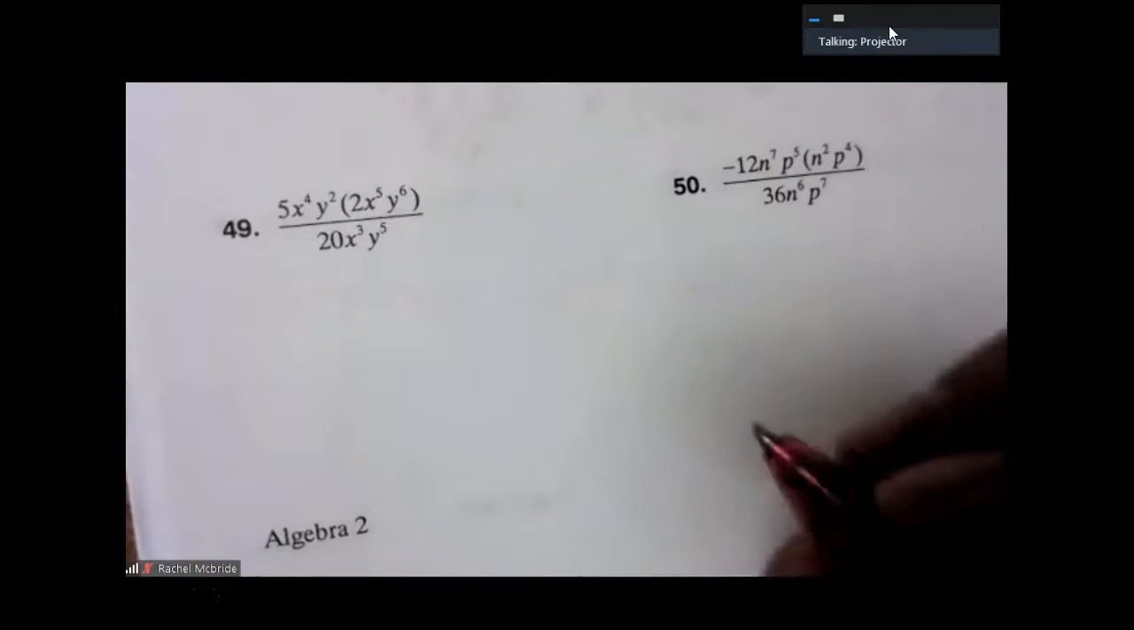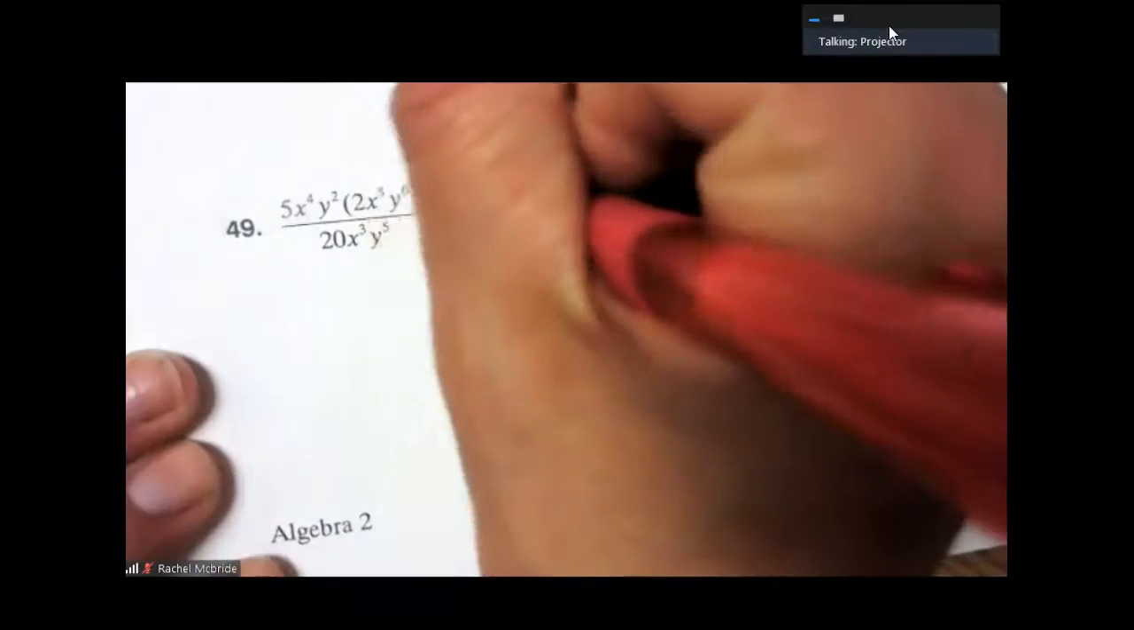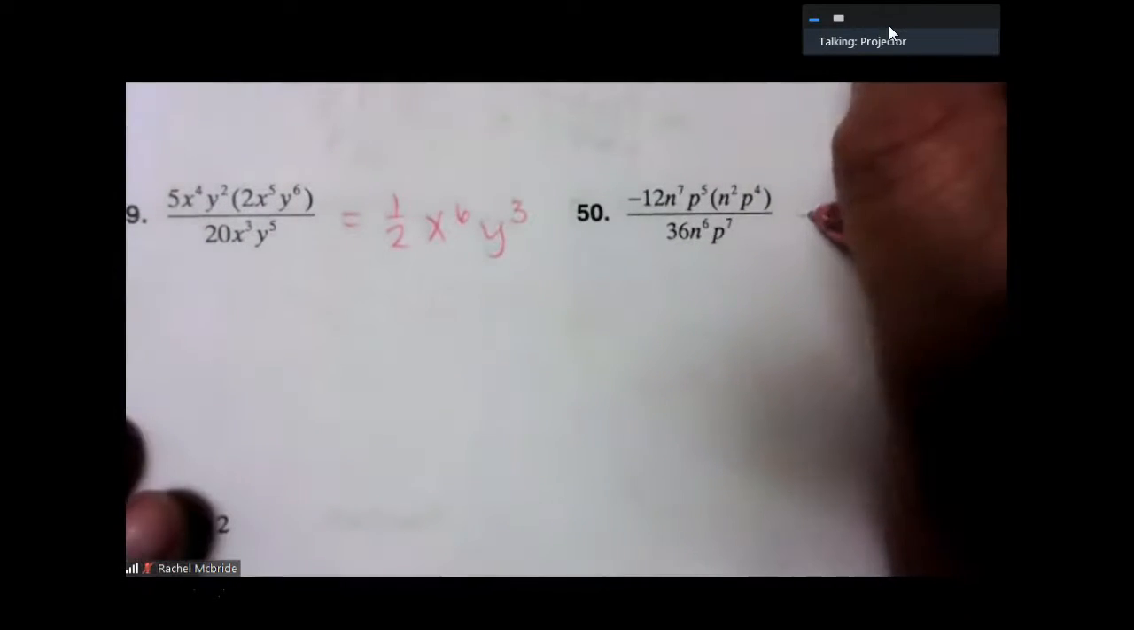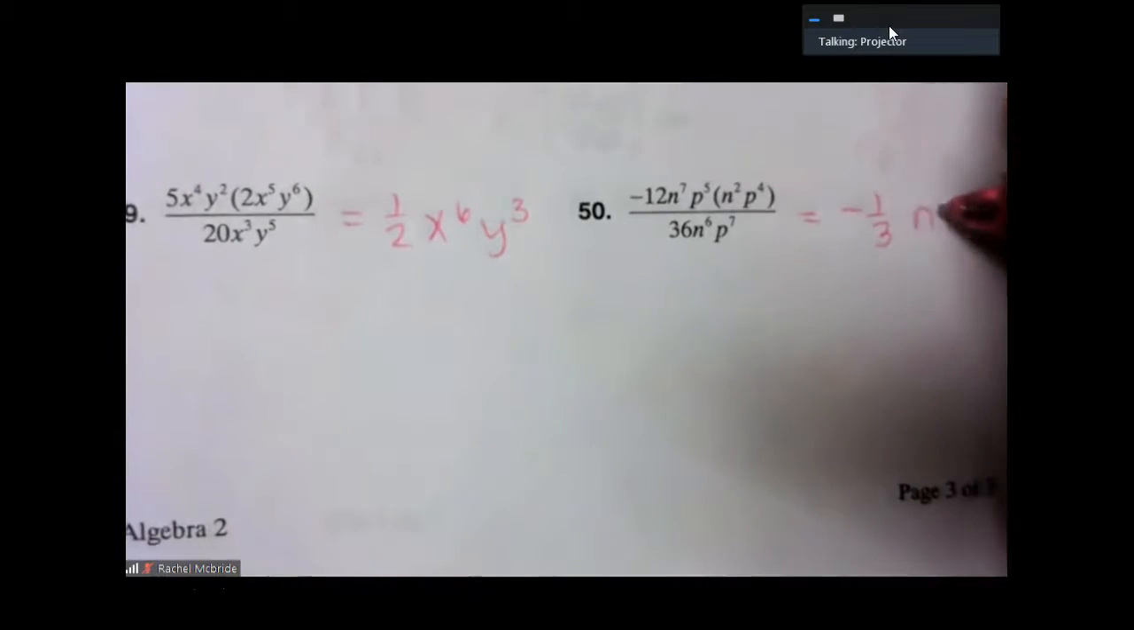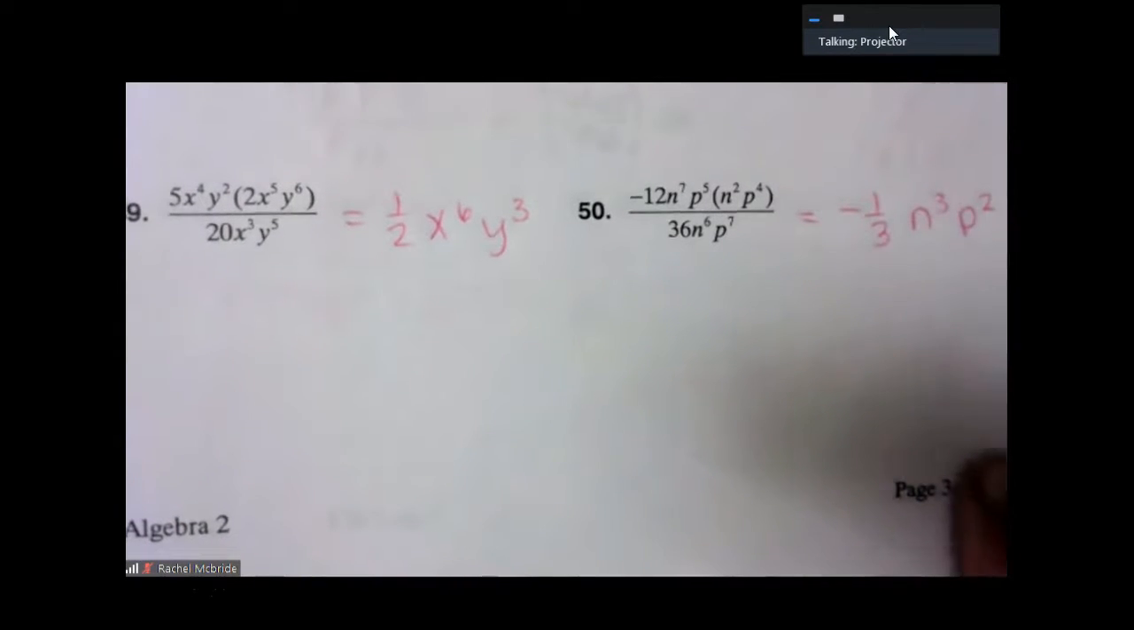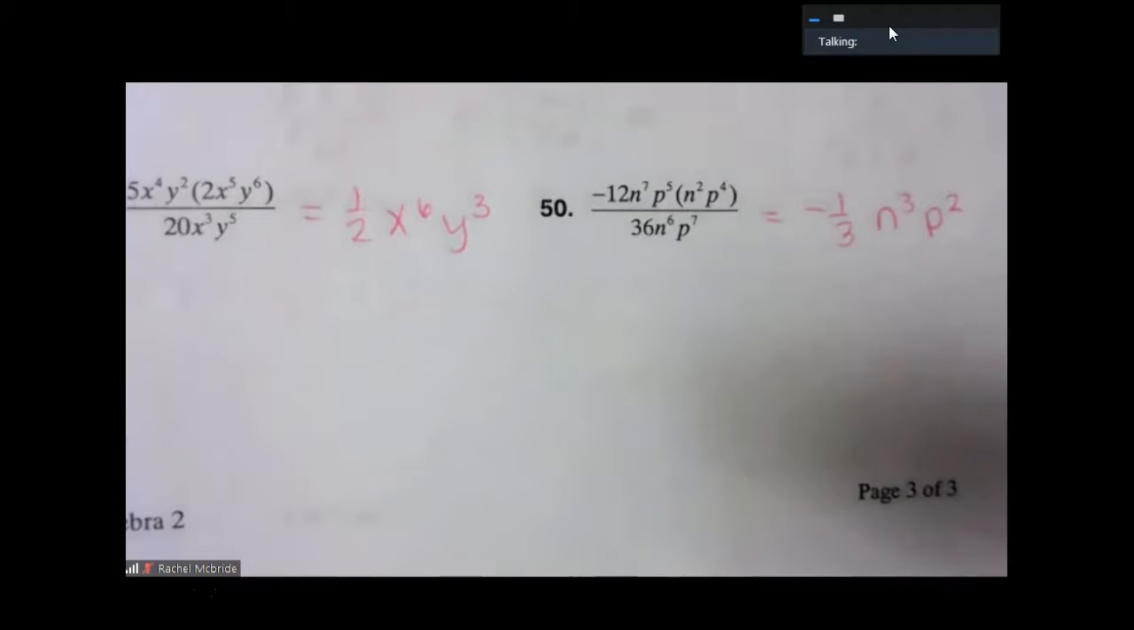Okay? And then 49, simplified, you should have gotten 1/2 x6 y cubed. And then 50, also negative 1/3 n cubed p squared. So overall, how do we feel about section 1? Not too terrible? I feel great.